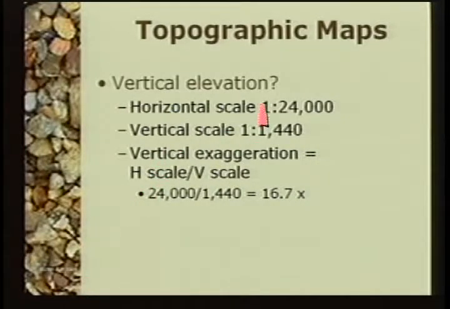So, let's go back to our vertical elevation. The horizontal scale, 1 inch, is 24,000 inches. Our vertical scale, 1 inch, is 1,440 inches. Therefore, our vertical exaggeration is figured out by dividing our horizontal scale by our vertical scale, or 24,000 divided by 1,440. And we get a vertical exaggeration of 16.7. That means that our vertical scale has been exaggerated 16.7 times in relation to our horizontal scale. And again, we do that because it makes it a little bit easier for us to see the topographic relief.